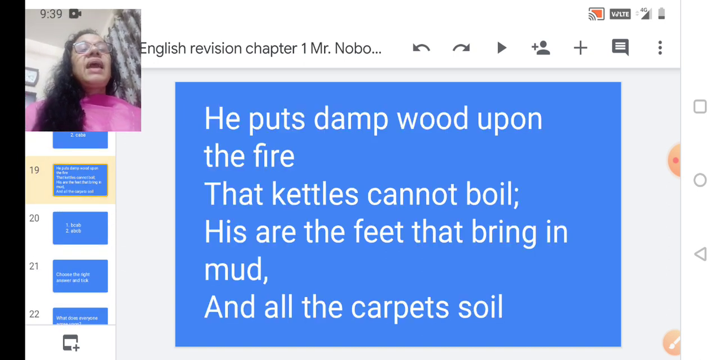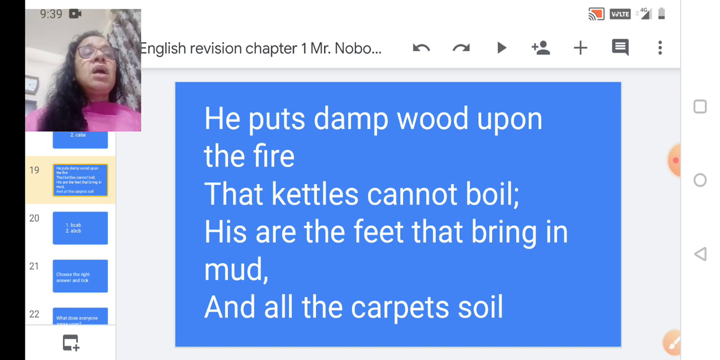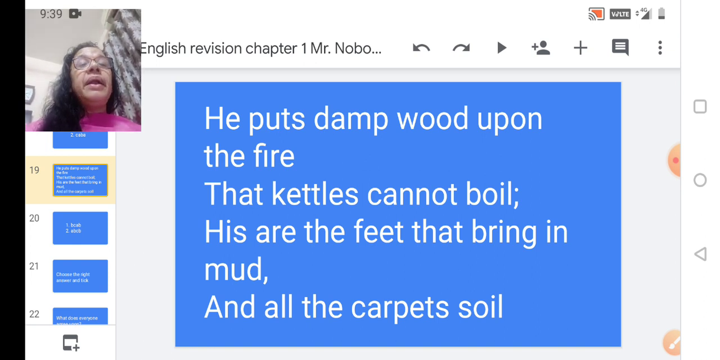Here we have another stanza over here. He puts damp wood upon the fire that kettles cannot boil. His are the feet that bring in mud, and all the carpets soil. Now this is one more stanza of that poem.